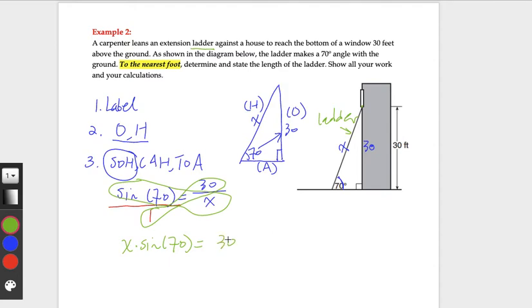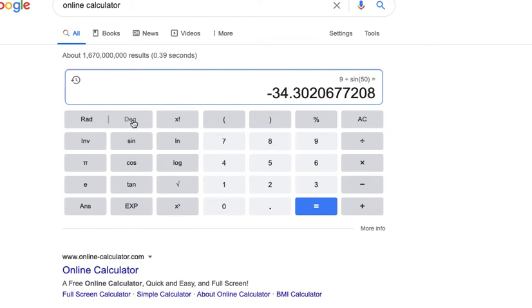30 times 1 is 30. Since X is times sine 70, I'm going to divide by this to get rid of sine 70, and then cross out. So I'm going to type it in the calculator. Very first, always make sure degree is chosen. 30 divided by sine 70, and enter. Okay, so this is slightly bigger than 30, it's 31.9.